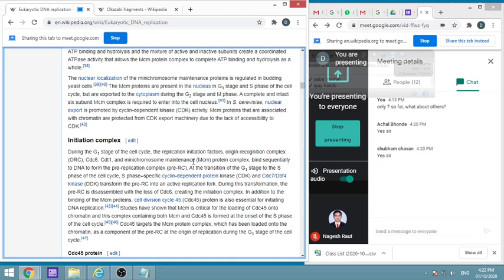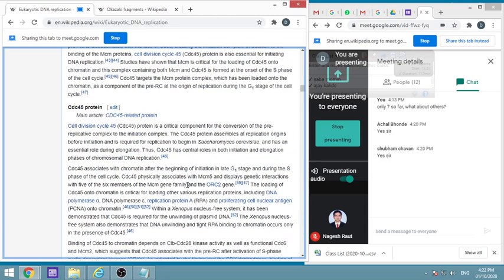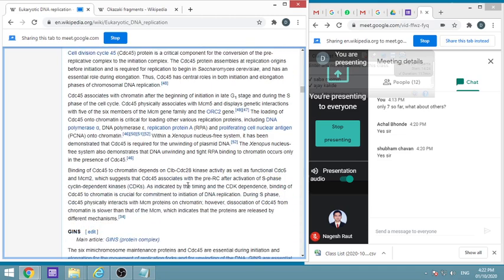What we have seen is that the cyclin-dependent kinase CDK and the DDK, that is Dbf4-dependent kinase, are playing an important role. Then the CDC45 protein is again important in making the complex.